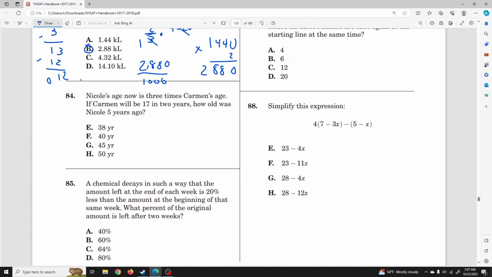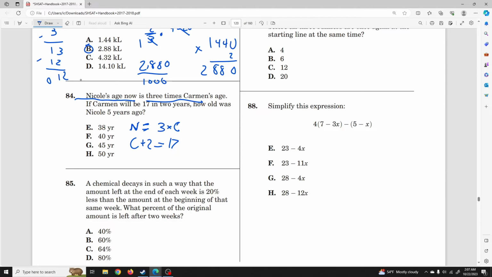Nicole's age is now 3 times Carmen's age. Carmen will be 17 in 2 years. Well, how old was Nicole 5 years ago? Right, so Carmen will be 17. So C plus 2 is equal to 17, right? So we know that Nicole's age now is 3 times Carmen's age. So Nicole is equal to Carmen's age times 3. Boom, that's how we write it. N is equal to 3 times C.